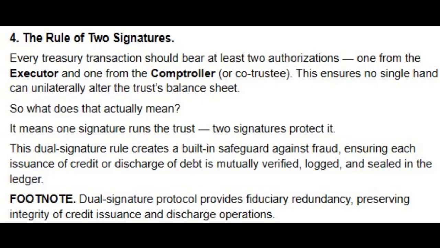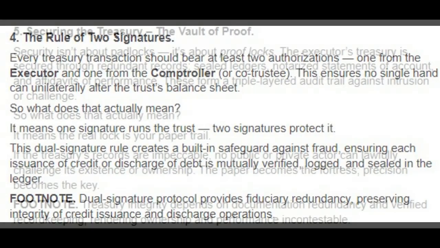This dual signature rule creates a built-in safeguard against fraud, ensuring each issuance of credit or discharge of debt is mutually verified, logged, and sealed in the ledger. Footnote. Dual signature protocol provides fiduciary redundancy, preserving integrity of credit issuance and discharge operations.